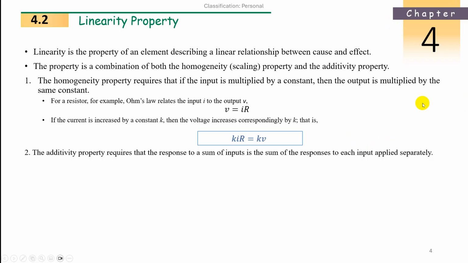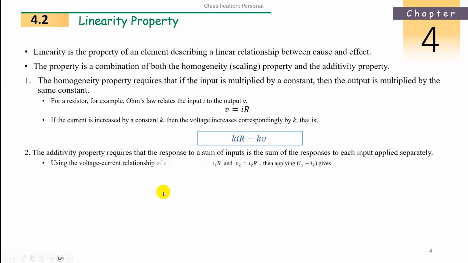Now if you add these two, how can I write it? IR1 plus IR2. Now I can take I common, so what happens? R1 plus R2 times I. So I can use the combined IR1 plus IR2, or I can use R1 plus R2 times I. This is called additive. It means adding together gives the same result as multiplying separately and adding. IR1 plus IR2 gives the same result as I times R1 plus R2. So additiveness is what it is called.